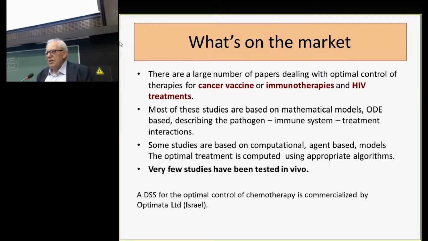I don't know how much they sell it, but Optimata has been on the market for 10 years, something like that, more or less. So they must get some money for that. Otherwise, they wouldn't stay on the market 10 years.